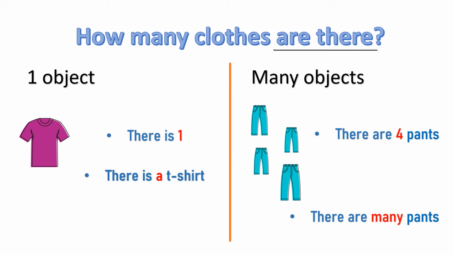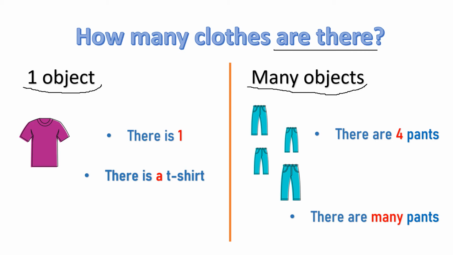I divide the board into parts. Number one, when we have one object. La primera parte, cuando tenemos o cuando hay un solo objeto. And the second part, when we have many objects. Maybe 2, 3, 4, and more. La segunda parte, cuando hay más objetos. 2, 3, 4 o más.